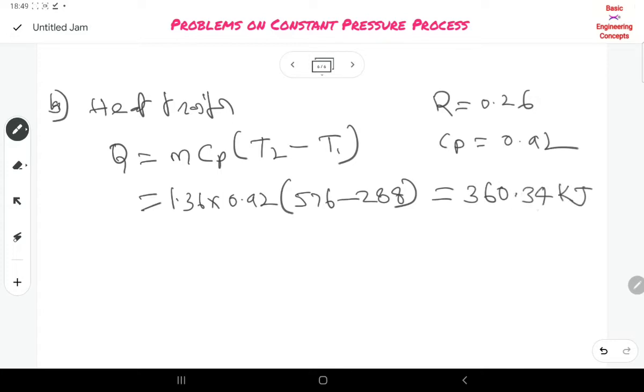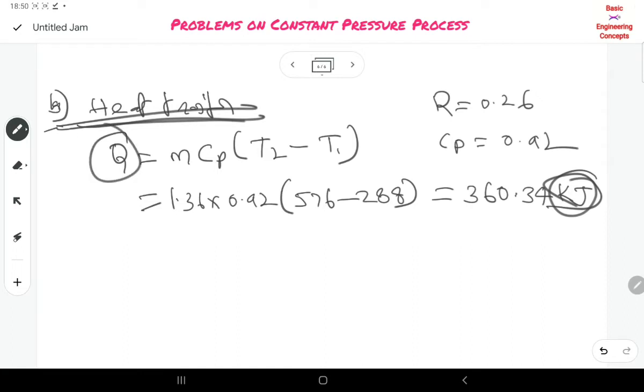kilojoules. Every answer should be with units. You should present the units for every property. Okay, that is the heat and everything. Okay, next C, the change in internal energy.